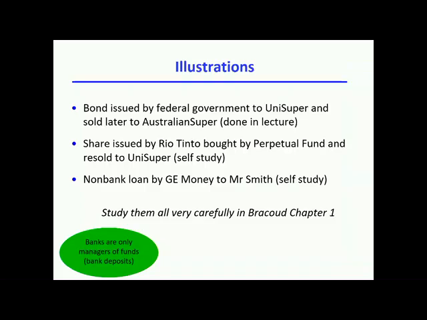Now we had a nice example already. Let's do some other examples where we have a bond issue by the federal government to UniSuper, and Australian Super sells it on. Then we have share issues at self-study simply for time. Let's see, 1712. So these are also in the textbook. Maybe we're good with time. Let's see how we're going.